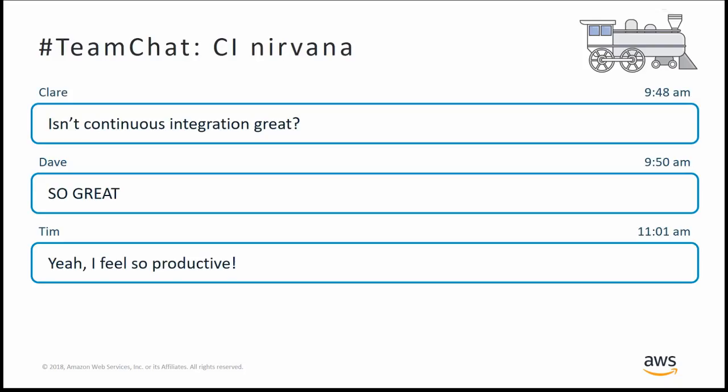So here we have the final TeamChat. They've achieved nightly builds, pull request checks, branch level checks, and they are super happy with their results with continuous integration.